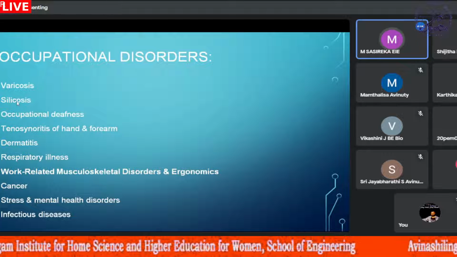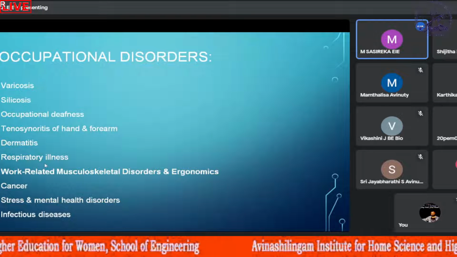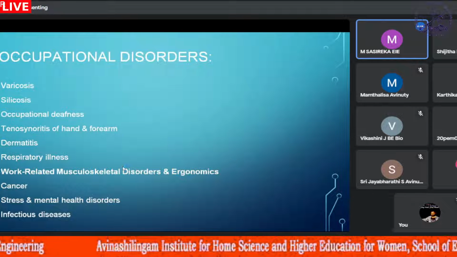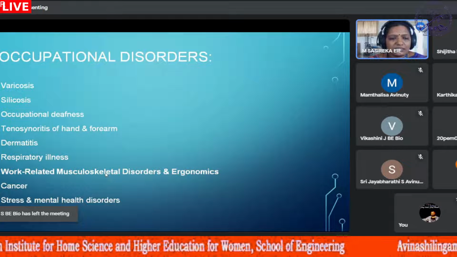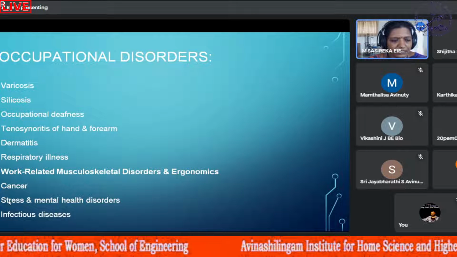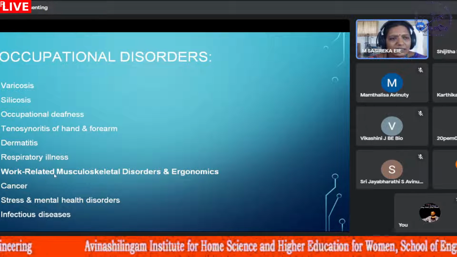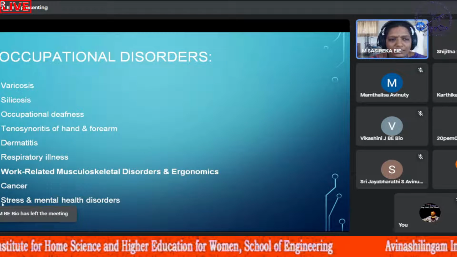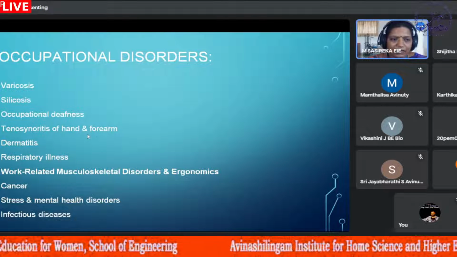So dermatitis, skin problems, then respiratory illness, breath-related problems, cancer, work-related musculoskeletal disorders, and ergonomics. We are concentrating on these because they are manageable. That is, if you do certain things, you can avoid this type of occupational hazard. Stress and mental health issues, as well as infectious diseases. So these are some of the diseases created due to occupational hazards, and we will see them elaborately later.